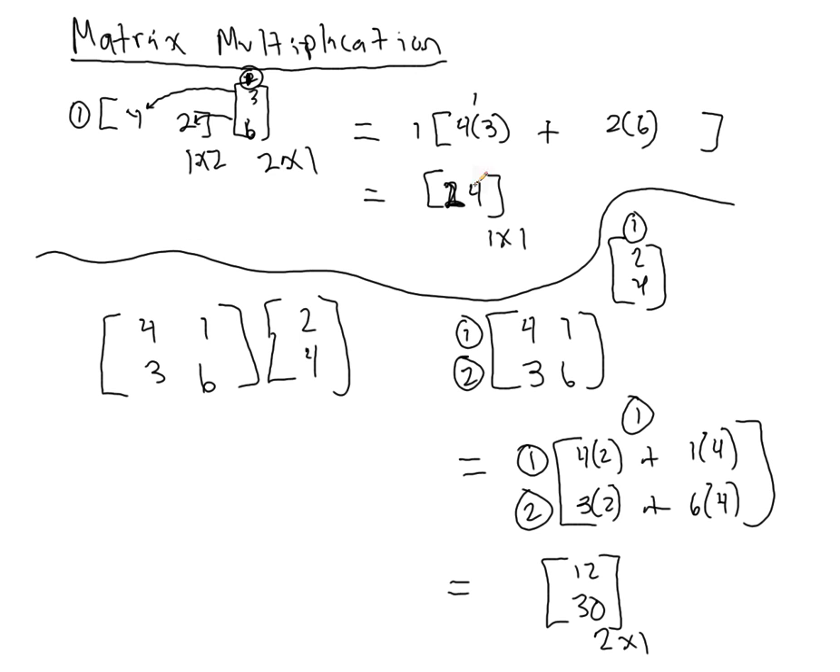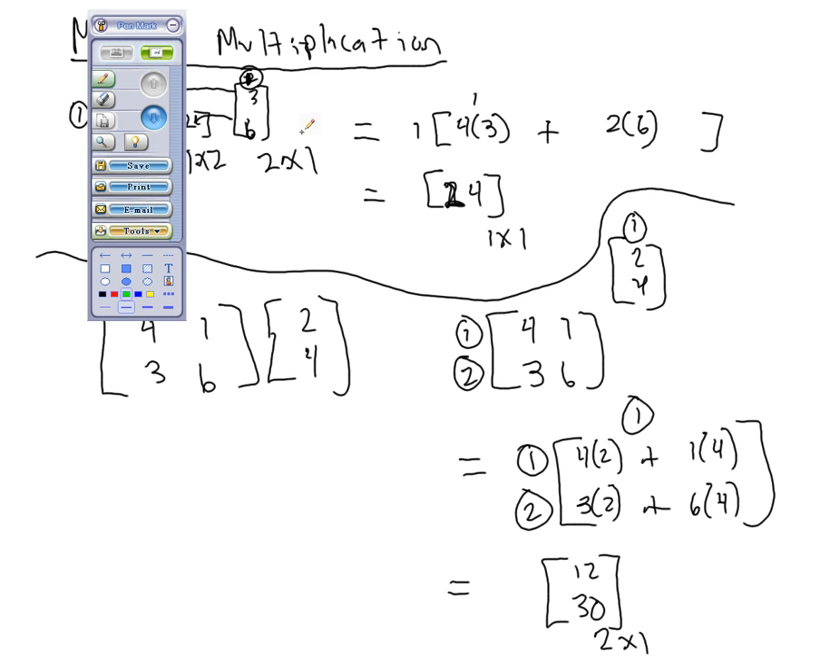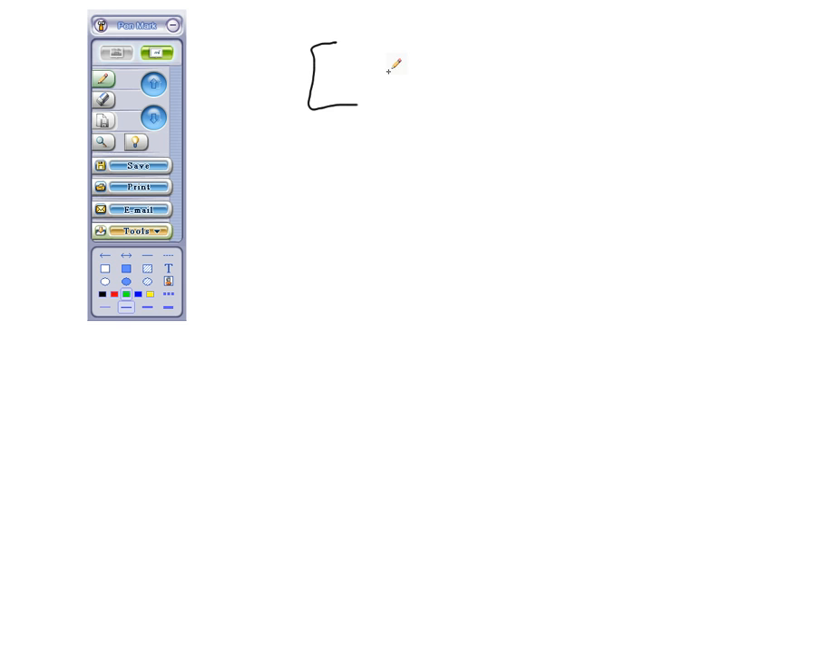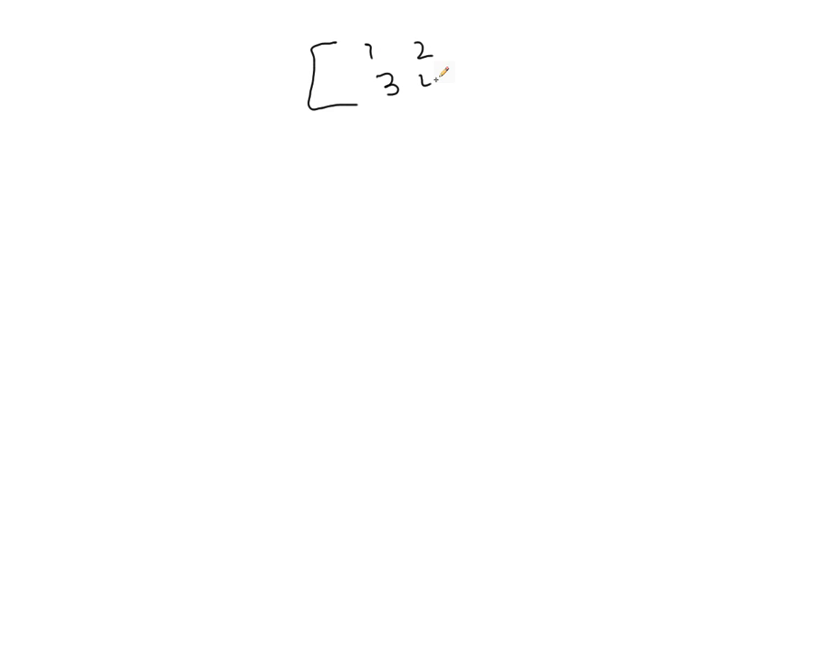Now, the same type of property applies regardless of what size. If I added another row, then I'd have a third row in my product matrix. What happens if this matrix becomes bigger? Well, if that matrix becomes bigger, and say we have 1, 2, 3, 4, and 0, 5, 1, 2, or 0, 4, 1, 2, in this case, we still treat it the same way. Every column of this matrix has to hit every row of this matrix.